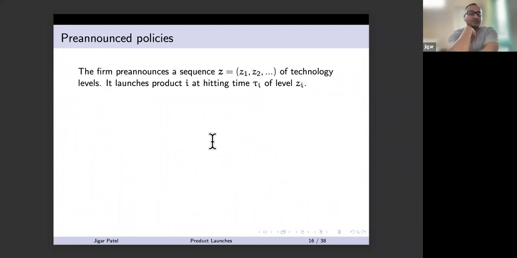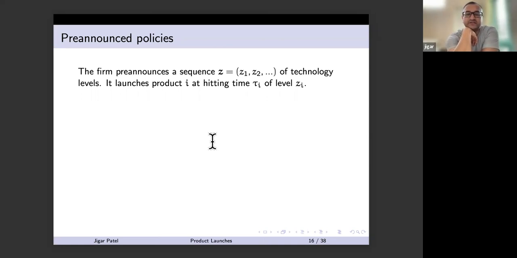Pre-announcing was this example where Intel goes and says, we are going to launch a product with these nanometer chips, and then we'll do an architectural improvement. Then the third improvement will be another size improvement, and the fourth one will be some other improvement, so on and so forth, where they lay down the path of what they are going to launch. So these are the pre-announced policies.